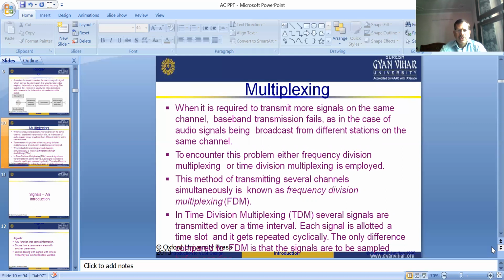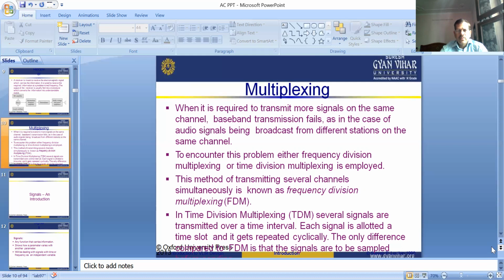To overcome this problem, either frequency division multiplexing or time division multiplexing is employed. There are two methods of multiplexing. The first is frequency division multiplexing, or FDM, and the second is time division multiplexing, or TDM.